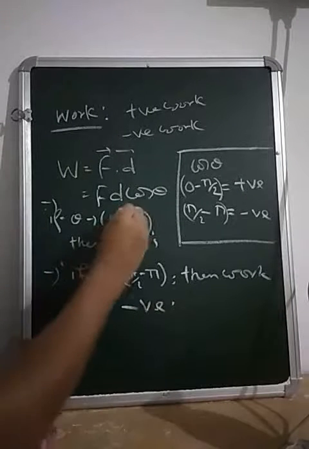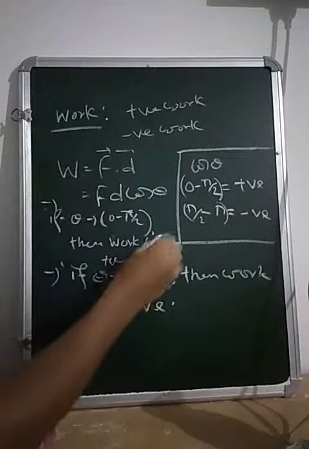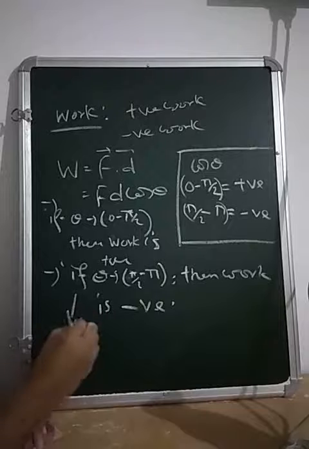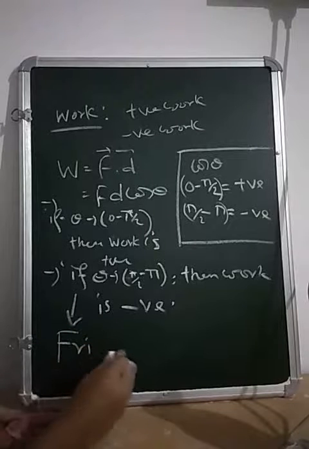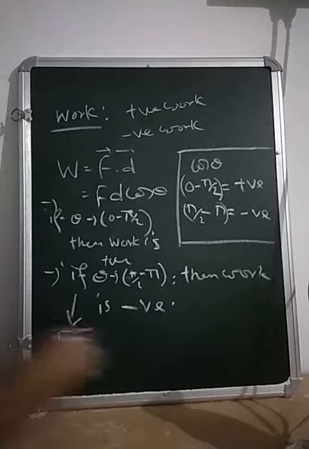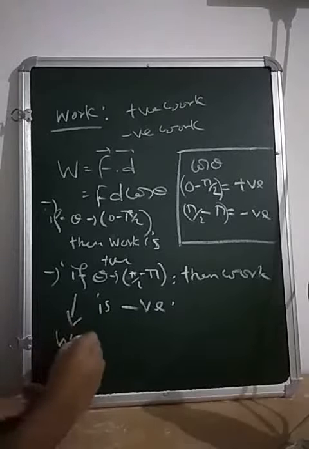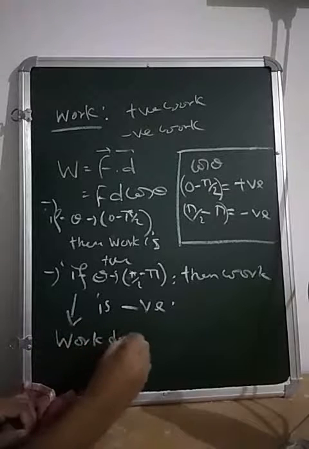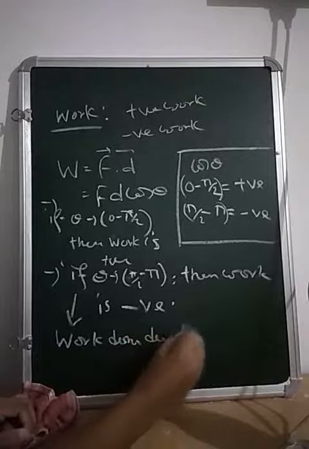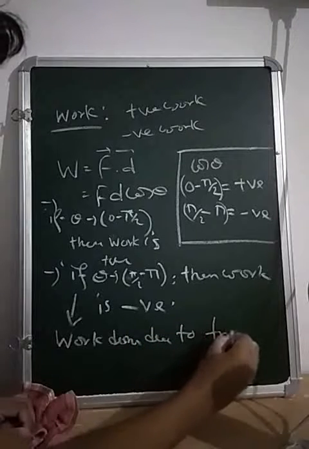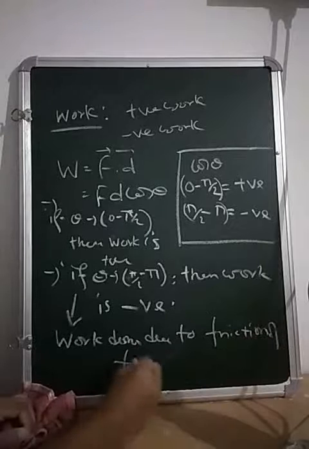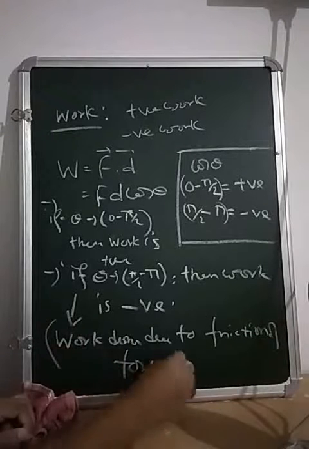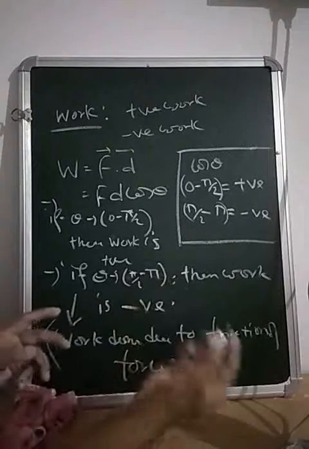Positive work, we have given an example. But what is an example of negative work? An example of negative work is work done due to frictional force, or any resistive force which opposes the direction of motion.